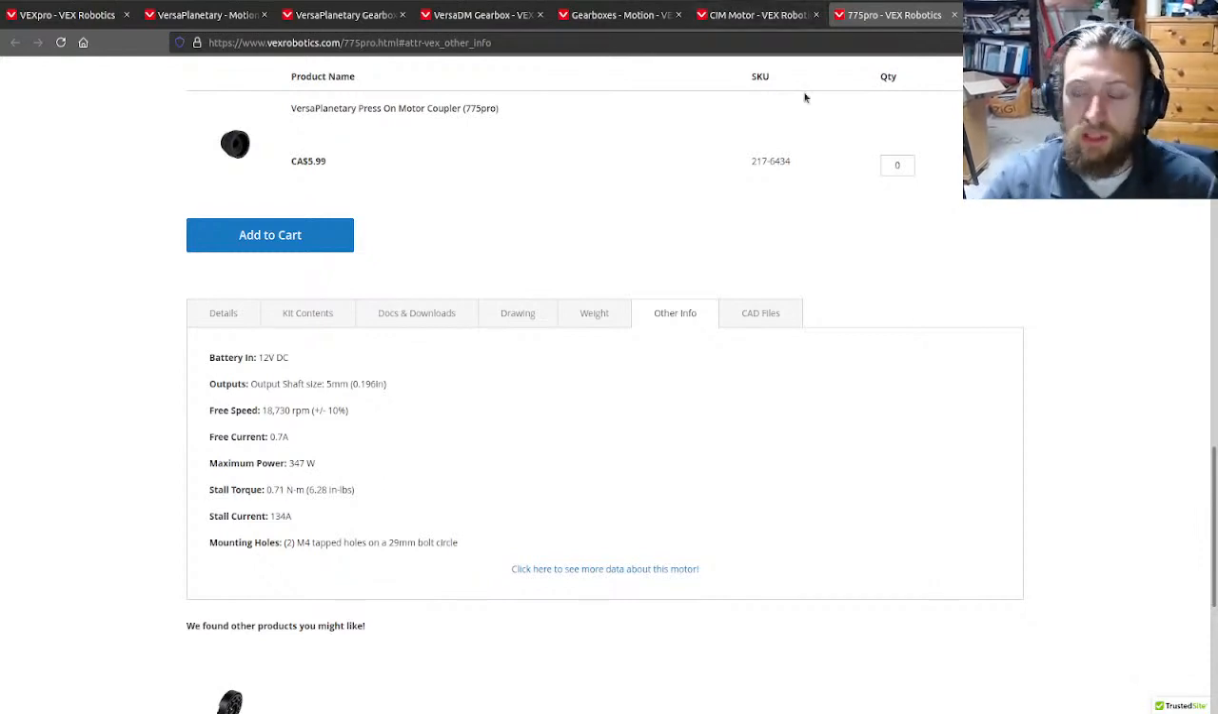So, like I mentioned, these are brushed DC motors. Brushed DC motors can be a little less efficient than their brushless DC counterparts. That's not necessarily due to internal friction or anything. It's more just power delivery. Brushed DC motors have a less linear power delivery, whereas brushless DC motors tend to have more continuous power delivery.